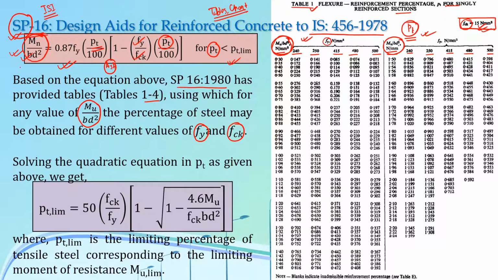So now you can see that this equation here is quadratic in the term Pt by 100. So how do we get the value of Pt? You can solve this quadratic equation for Pt, then you will get the limiting value of Pt, which is given by this formula here. This Pt limiting is the limiting percentage of tensile steel corresponding to the limiting moment of resistance, Mu limiting. So in this way, we have one formula for Pt limiting here.